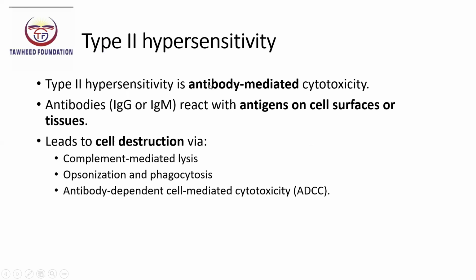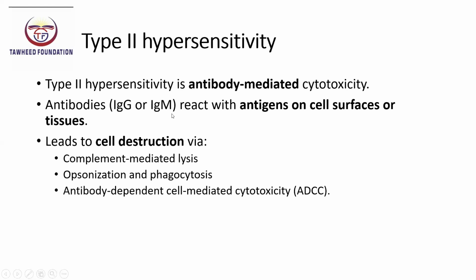Next is type 2 hypersensitivity. Type 2 hypersensitivity reactions are also called antibody mediated cytotoxic reactions. In this reaction, the immune system produces antibodies, usually IgG or IgM, that specifically target antigens present on the surface of cells or in tissues.